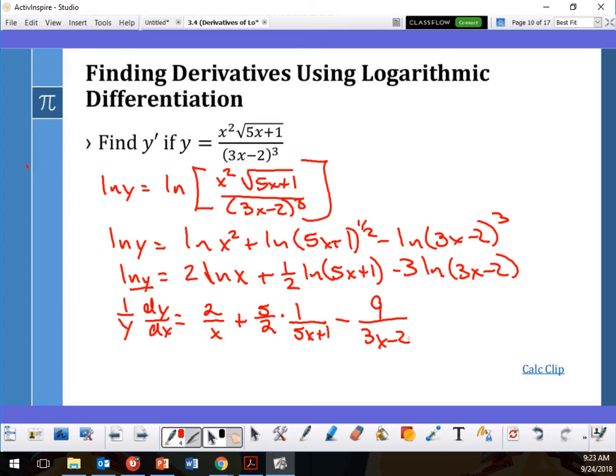So now I got dy dx right here, but how do I get rid of that 1 over y over there? Multiply both sides by y. So now I'm going to have dy dx is equal to y quantity 2 over x plus 5 over 2 quantity 5x plus 1 minus 9 over 3x minus 2 right there.